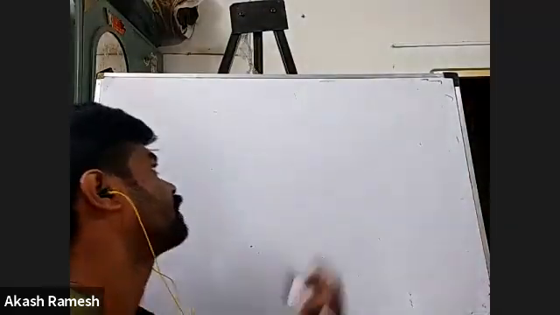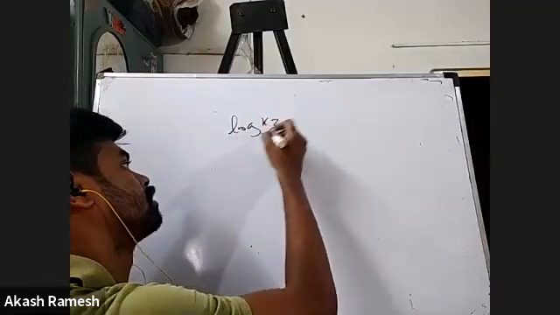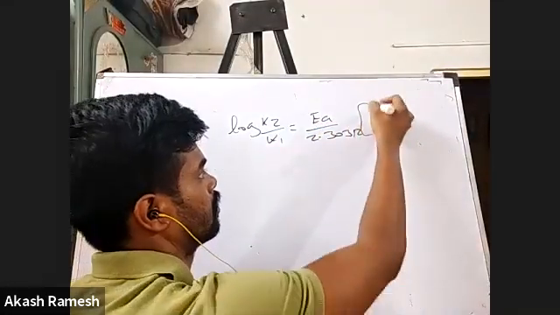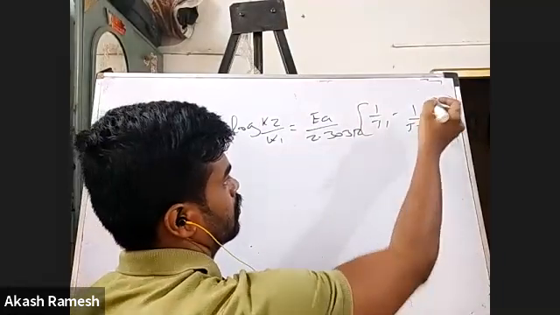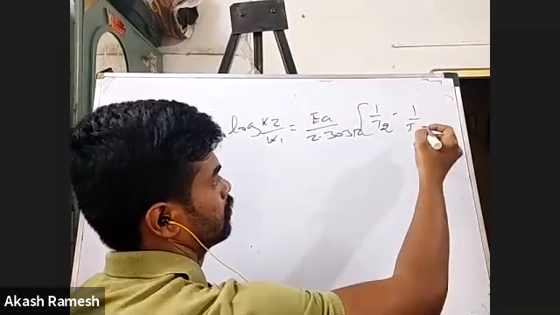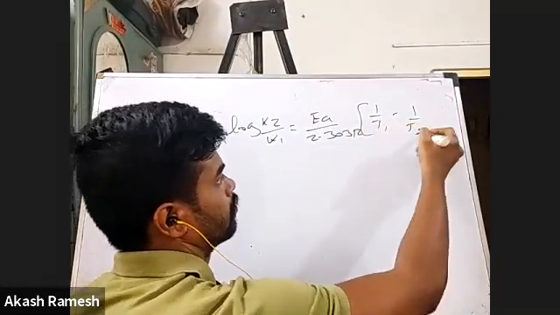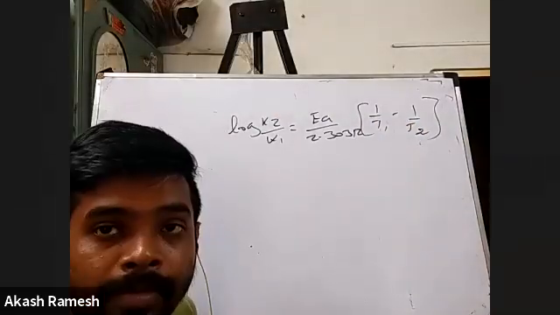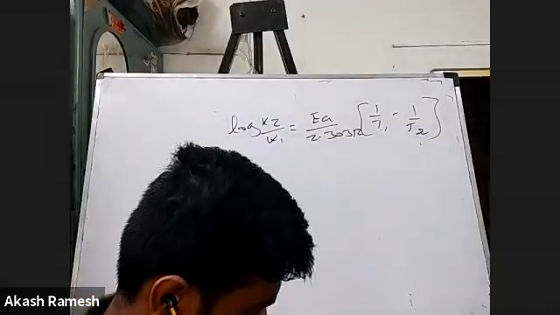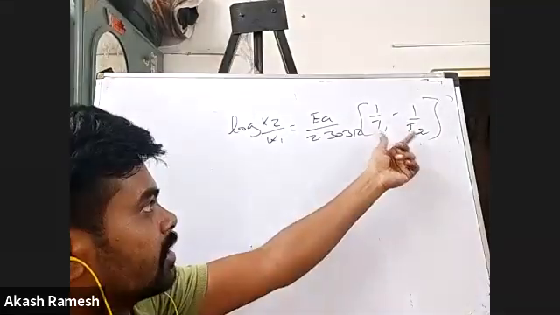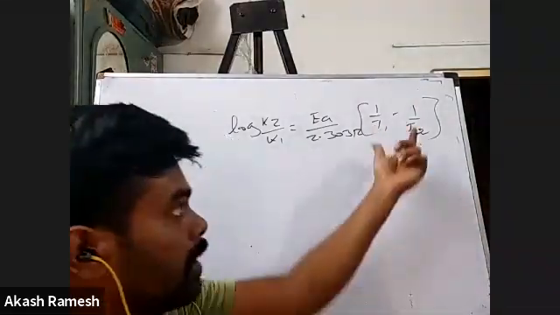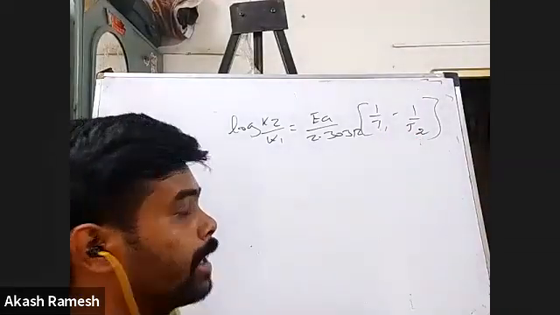In the same formula, log K2 by K1 is, in terms of T1 and T2, T2 minus T1 by T1 T2, anything. I think if you keep it like this, the calculation will become a little easier: 1 by T1 minus 1 by T2.